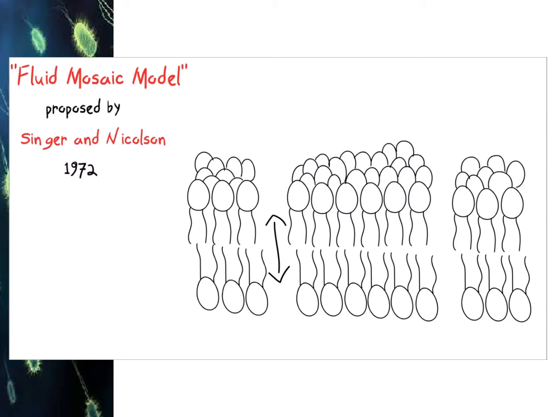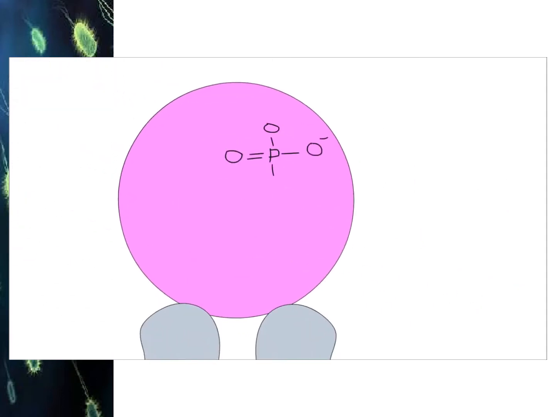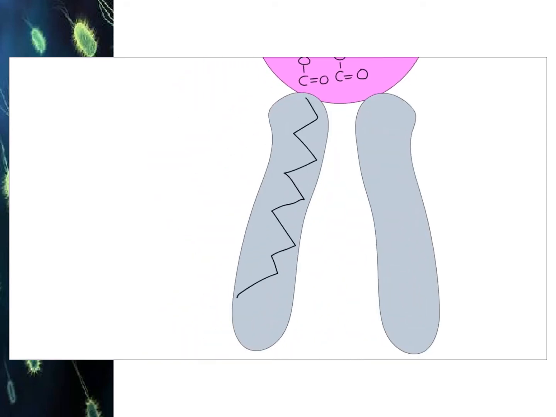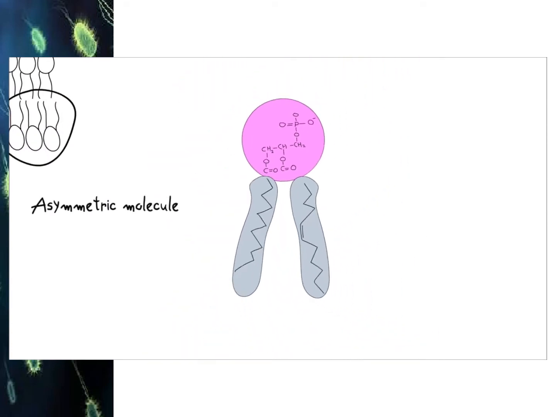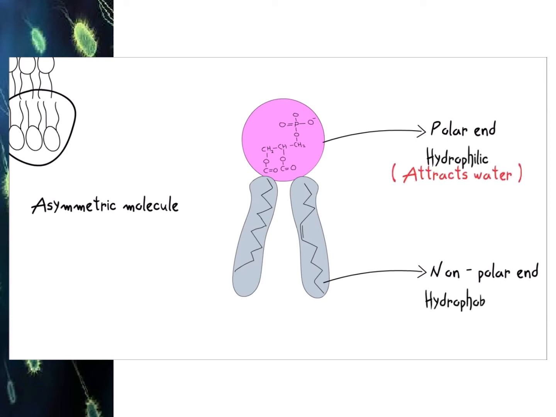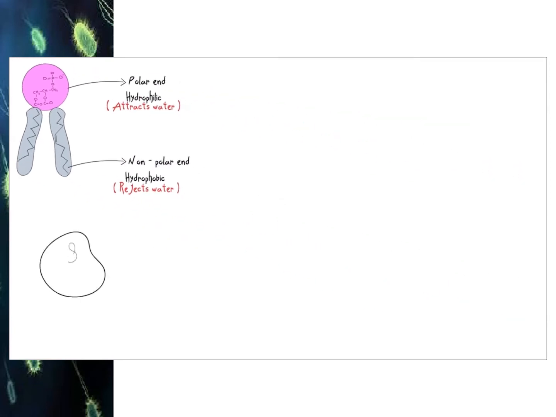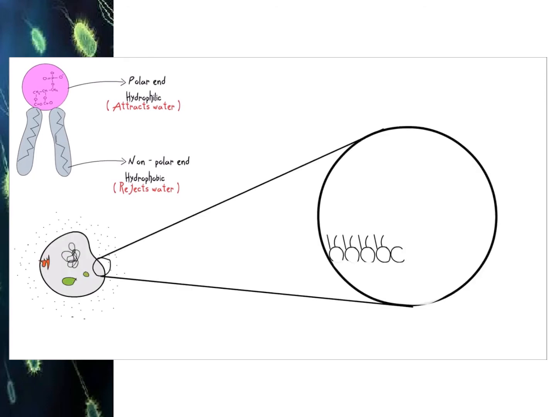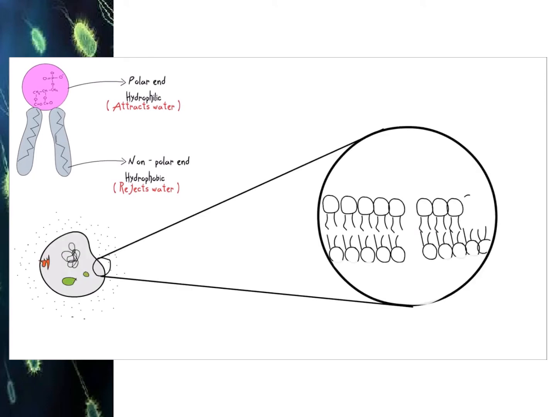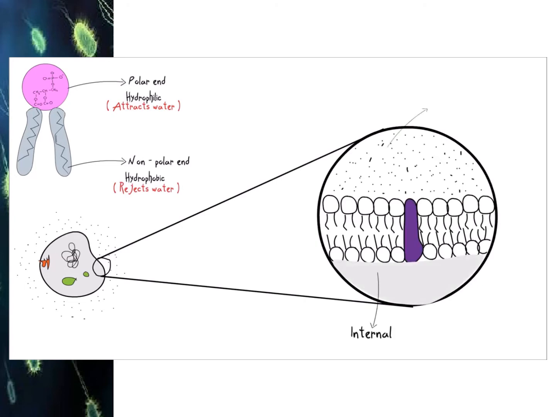The plasma membrane is mainly composed of three components: phospholipids, protein, and cholesterol. The phospholipid molecule is composed of a phosphate group and a lipid. Phospholipid is an asymmetric molecule with a polar end and a non-polar end. The polar end of the phospholipid is hydrophilic, and the non-polar end is hydrophobic. The two phospholipid layers are arranged in such a way that the polar ends of the phospholipids of each layer are directly exposed to the internal and external environments of the cell.